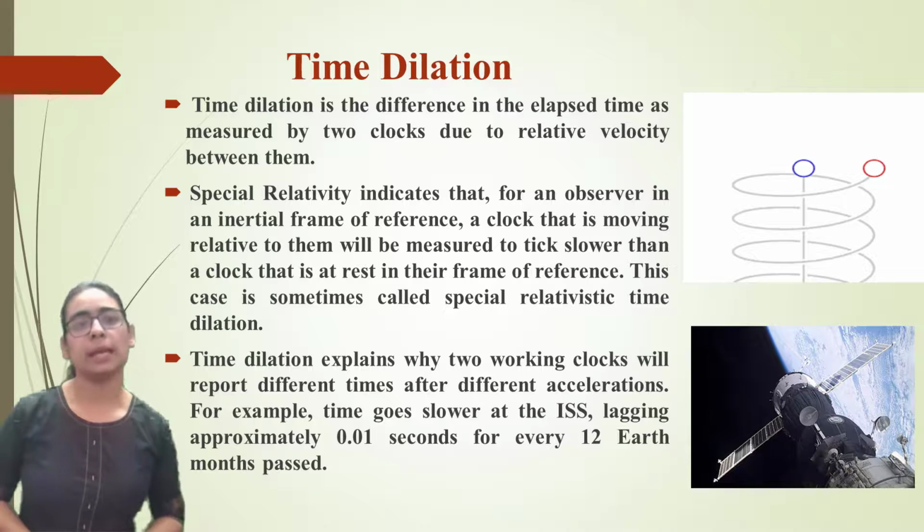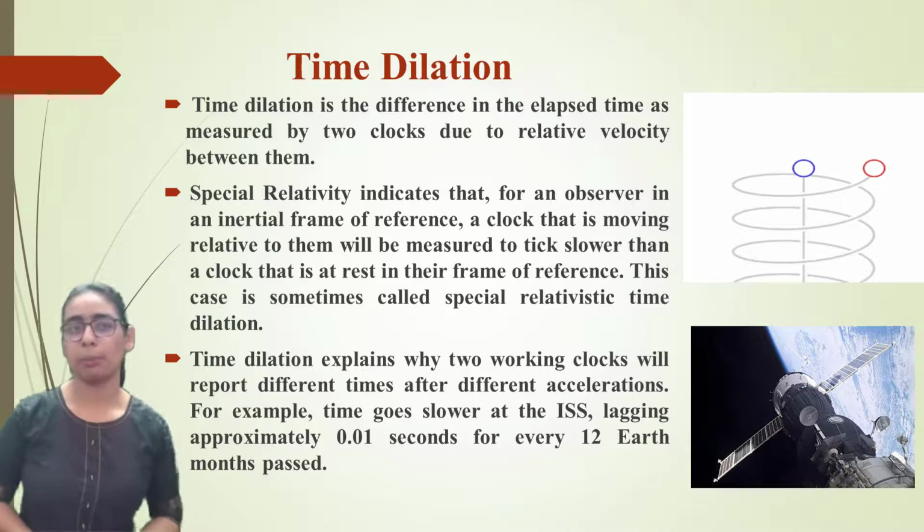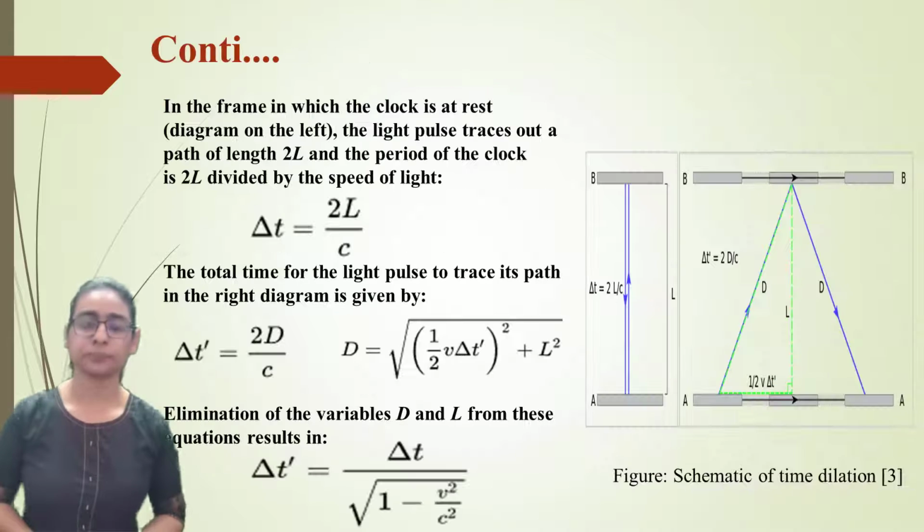For example, time goes slower at the International Space Station, lagging approximately 0.01 seconds for every 12 Earth minutes passed. So, GPS satellites are adjusted accordingly to coordinate properly with systems on Earth.